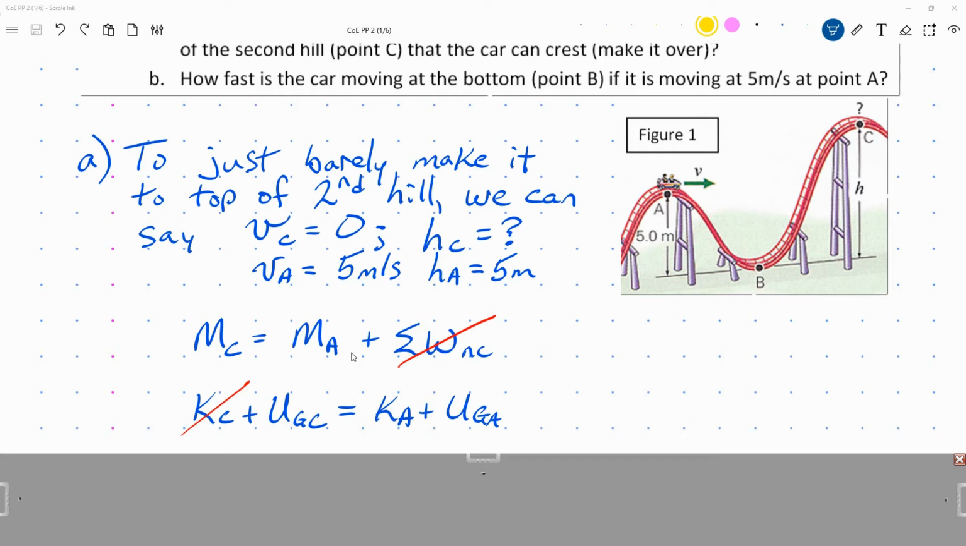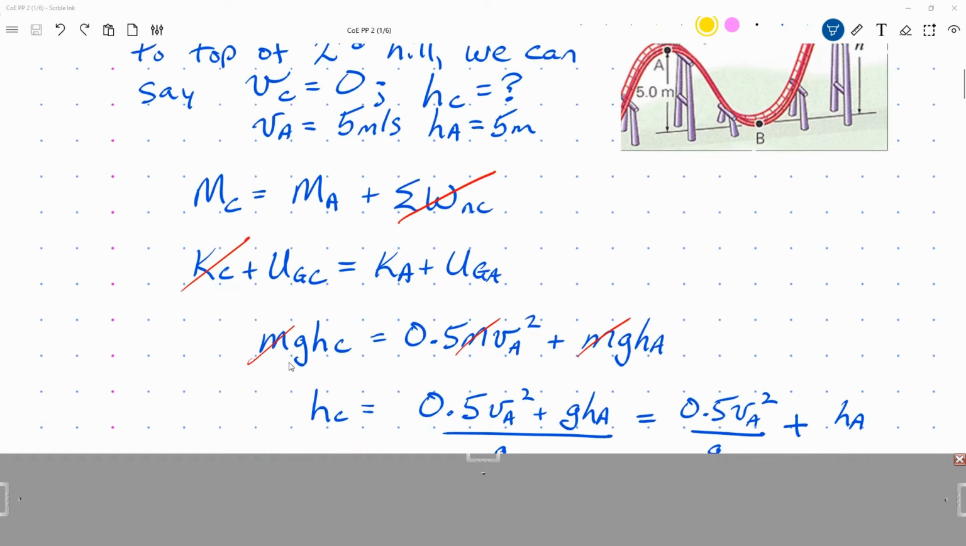Okay, so with that said, the gravitational potential energy at point C is just mgh. Kinetic energy is half mv squared.